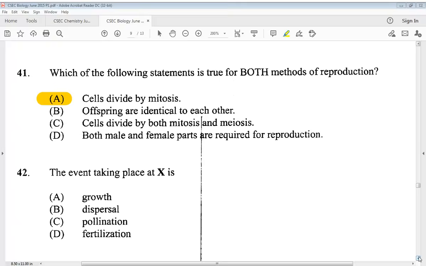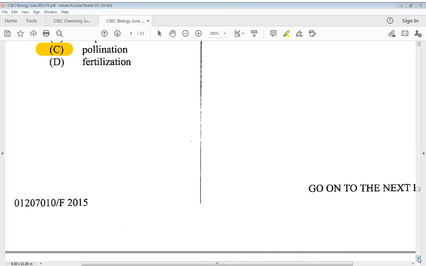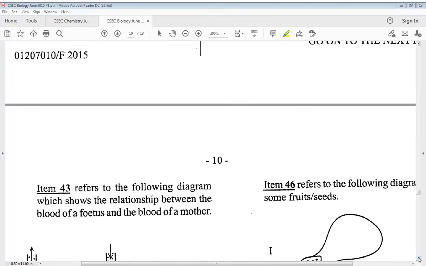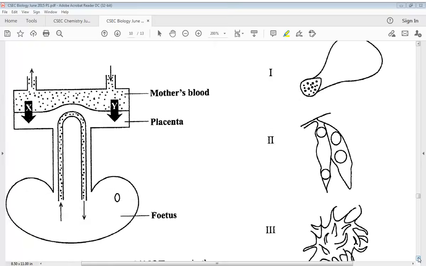The event taking place at X is, the answer for 42 is C, pollination. Let's go to 43. So item 43 refers to the following diagram, which shows the relationship between the food of a fetus and the blood of a mother.